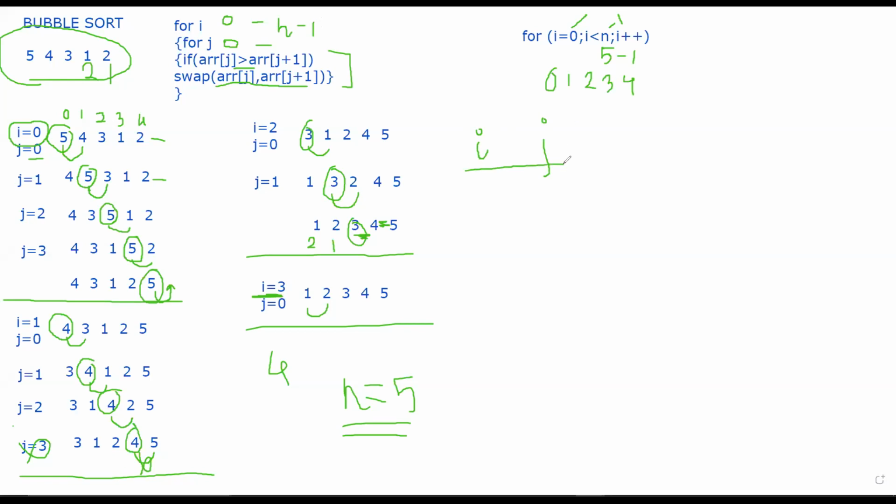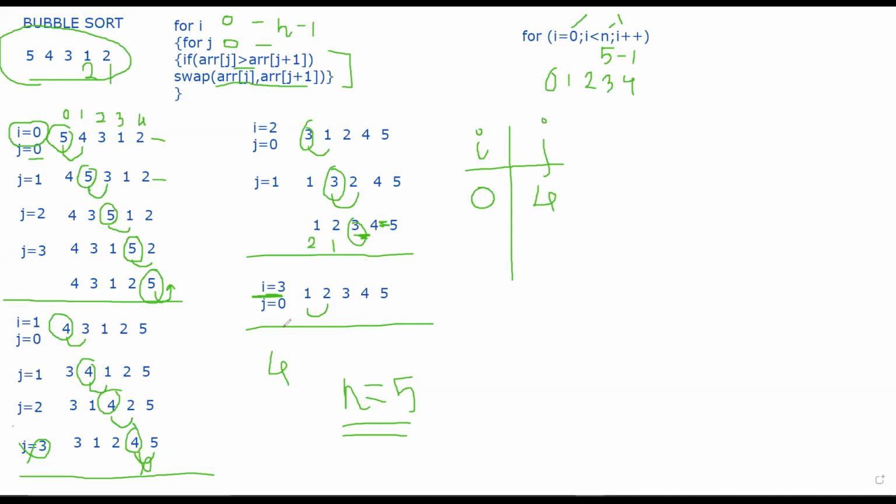See, I have these variables i and j. When i is equal to 0, how many times is j executing? It is executing from 0 to 3, that is 4 times it is executing.